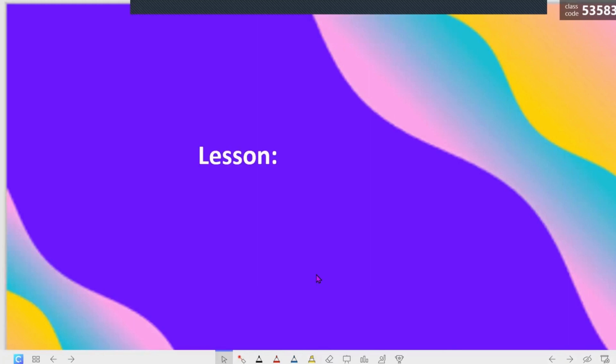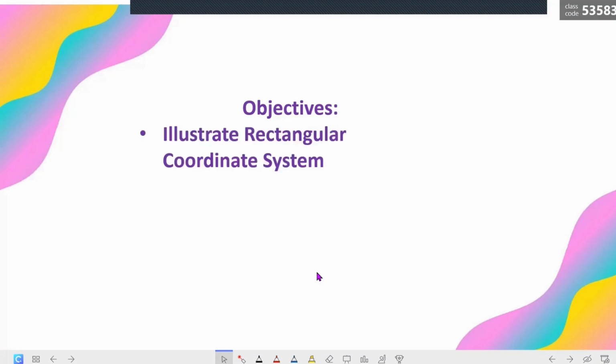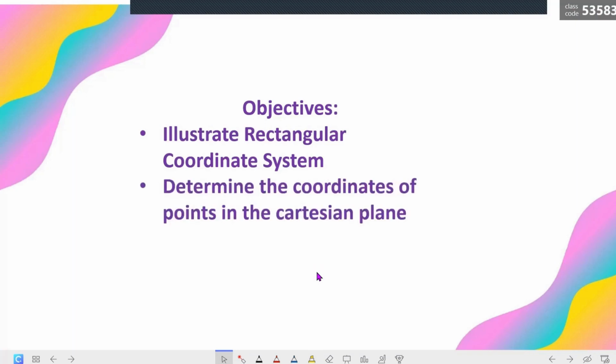Our lesson for today's session is the rectangular coordinate system. The objectives: you can illustrate the rectangular coordinate system, you can determine the coordinates of points in the Cartesian plane, and you can plot points on the Cartesian plane.